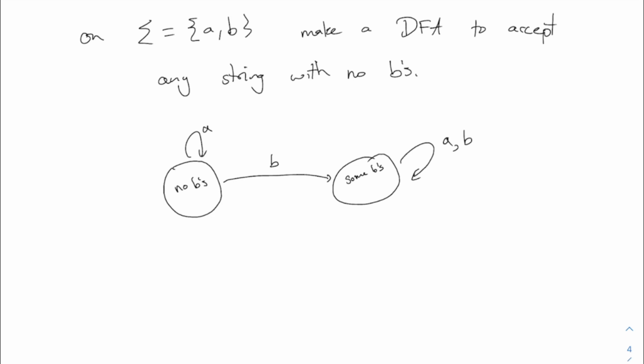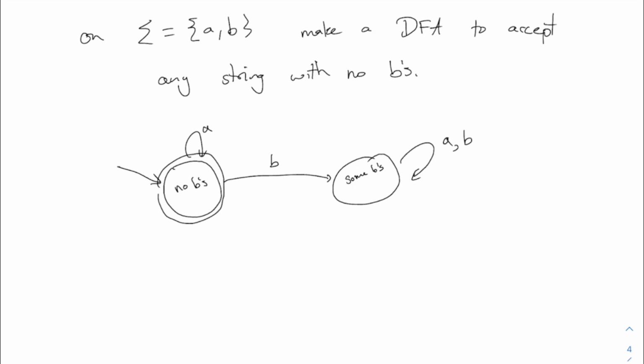Now, we need to also indicate where the starting state is and which of these two states should be accepting. Can anybody say which one is the starting state? Yeah? The left one, yeah. You should begin from a clean slate. You have not seen any B's yet. So that's the starting state. And then, which one should be accepting? Remember what I said here. It should accept any string with no B's. So I think this one should be the accepting state also. All right, great. This is my DFA.